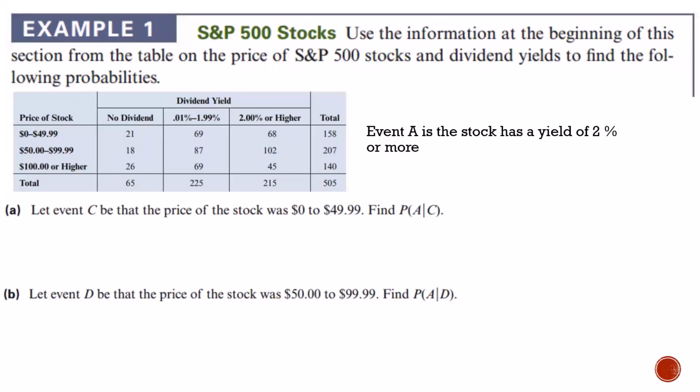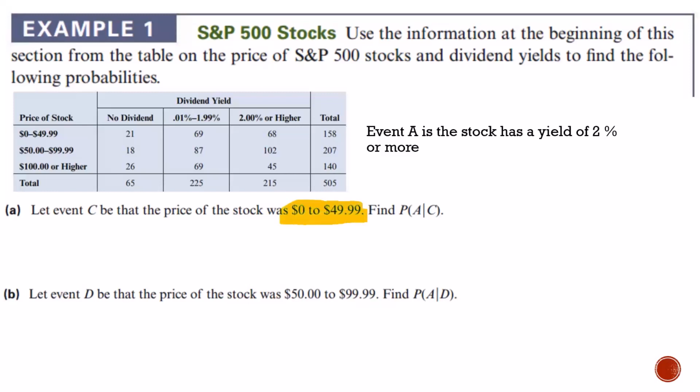There are 2 ways to do this. The intuitive way and then the formula, right? So let me just give you both of these. In this probability, C given A, which event do we know occurred, C or A? C. So we know that the stock price is 0 to $50.